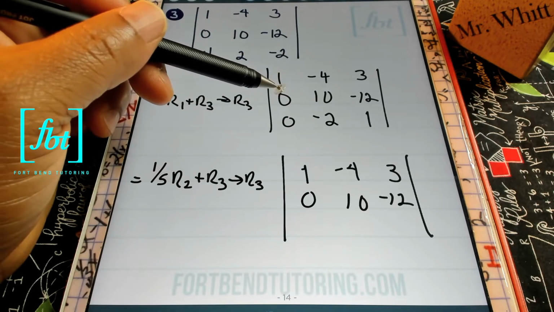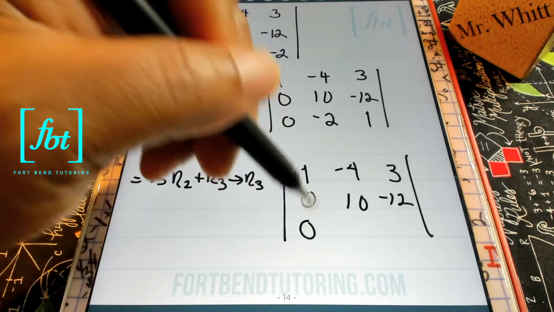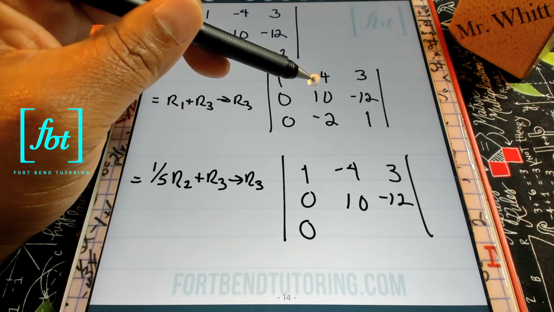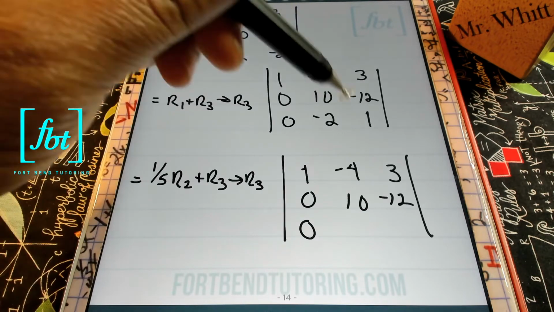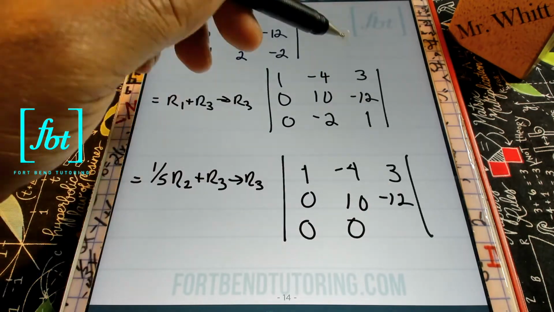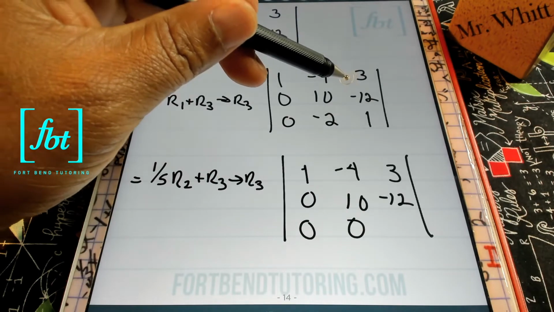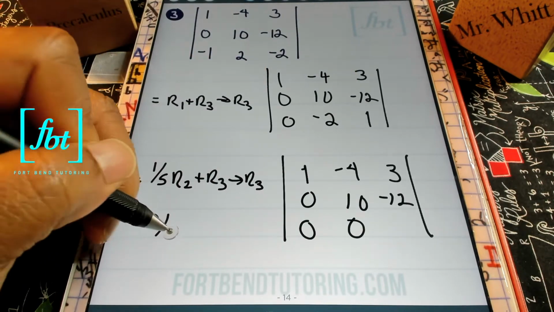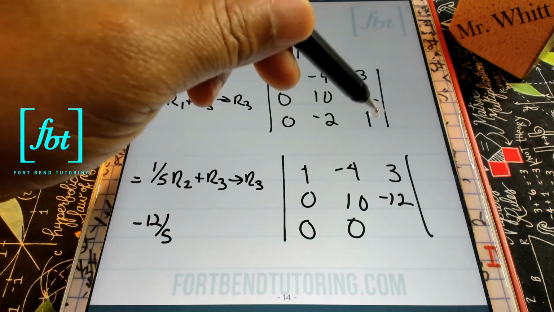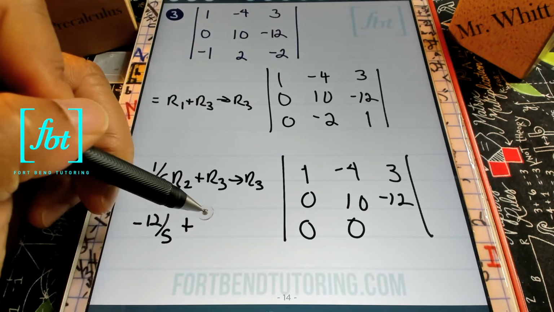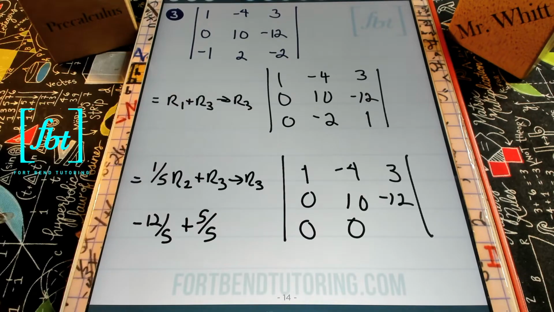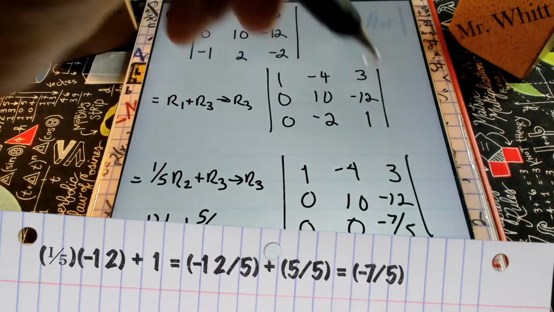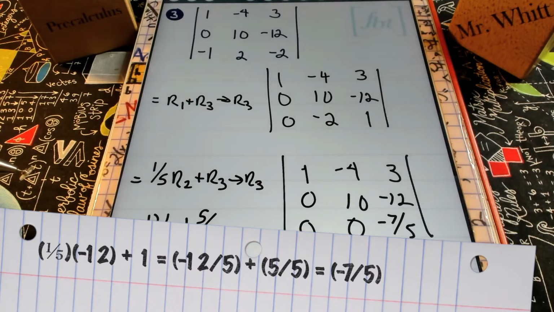So 1/5 times 0 is 0, and 0 plus 0 is 0. And then a fifth of 10, or 1/5 times 10, gives me 2. And 2 and negative 2 give me 0. Then finally, y'all have negative 12 times 1/5. So that'll be negative 12 fifths. I want to add that to 1. Well, isn't 1 just 5/5, guys? If we combine these two values together, you'll end up with negative 7/5. And this gives me my result right here.